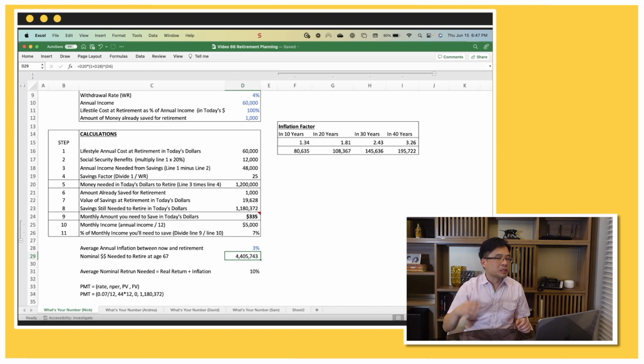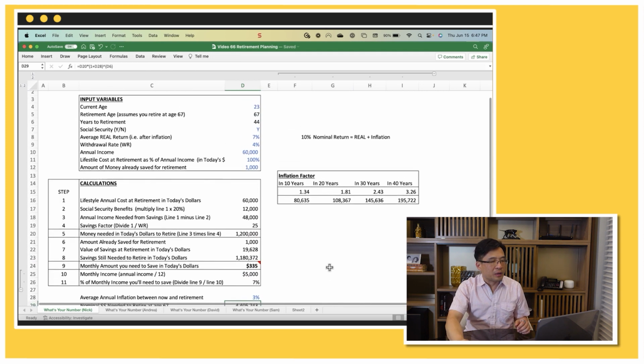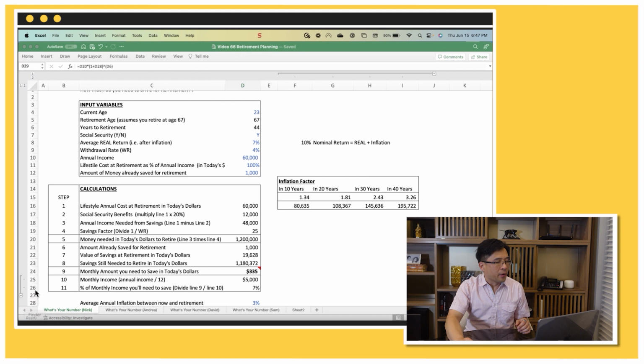So step number 6. We're continuing down our calculations. And now we can see we have to take into account Nick's $1,000 that he already has right here. So $1,000 in the future will be worth $19,000 based on investing it at 7% over 44 years. And in the Excel spreadsheet, you'll see the actual calculation, which you can mimic on your own.